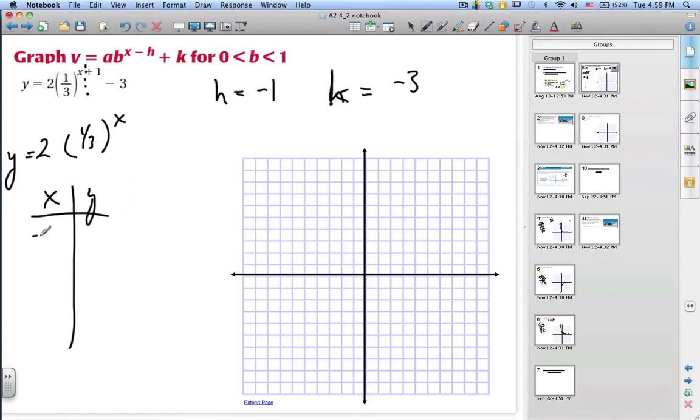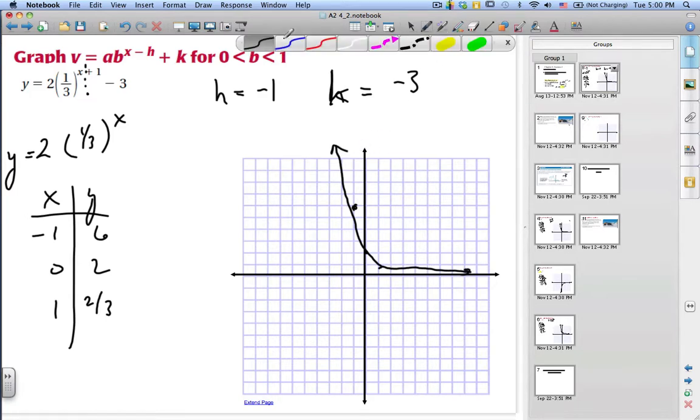1/3 to the negative 1 power is 3 times 2, which is 6. 1/3 to the 0 power is 1 times 2, which is 2. And 1/3 to the first power is 1/3 times 2, which is 2/3. If I graph this, I'll have negative 1, 0, 1 on the x-axis and 6, 2, 2/3 on the y-axis, and my graph without h and k looks something like this.